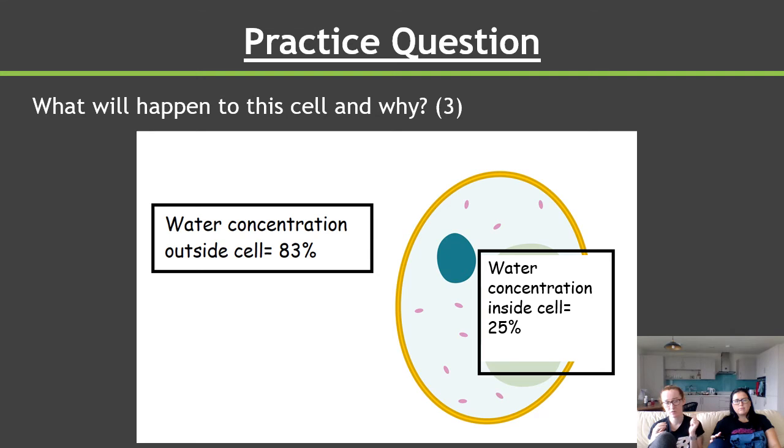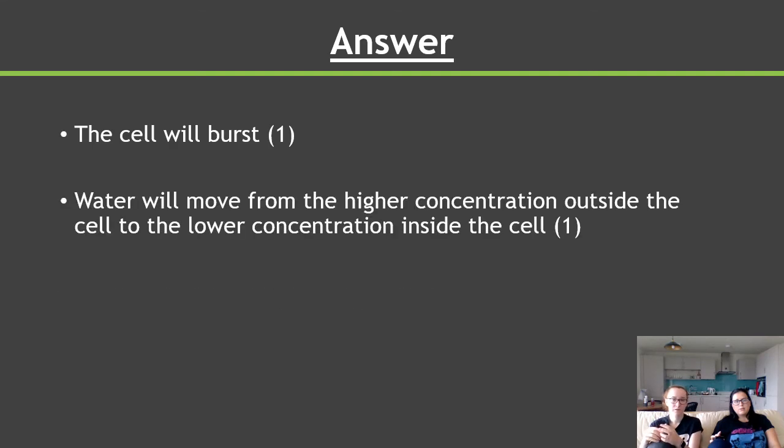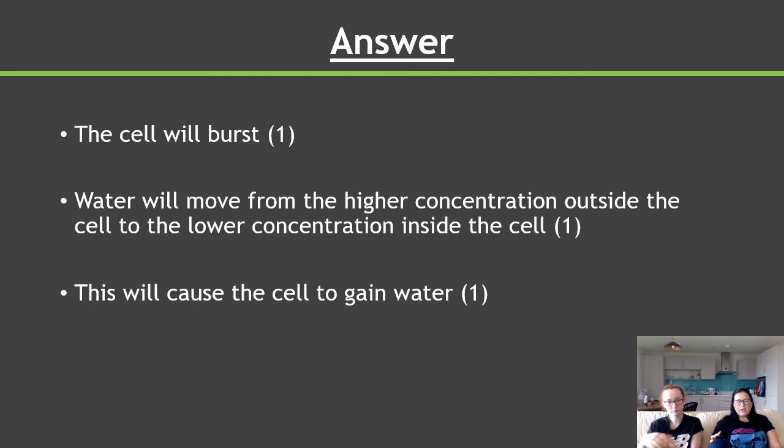So water is going to move in through osmosis, the cell is going to start to swell, and then it's eventually going to burst and that cell membrane will no longer look the same. Okay, so it's key to have that language point in there. The cell is going to gain water, the cell will burst because water is moving from the higher concentration outside the cell to the lower concentration inside the cell, and it is an animal cell, so it can burst.